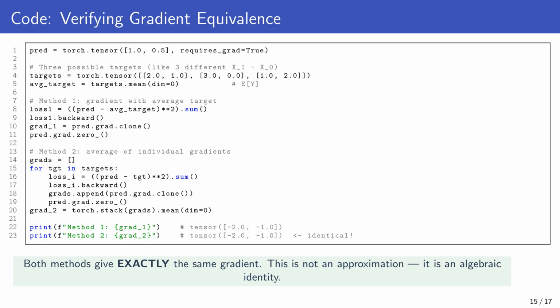They are identical. Not close, not approximately equal. Exactly the same, to machine precision. This is not a coincidence. It is a direct consequence of the gradient 2 times pred minus target being linear in the target. When you replace the target with an average, the gradient automatically becomes the average of the individual gradients. In flow matching, this means you never need to compute the intractable average velocity. Just sample one data point, compute the easy conditional velocity, and take a gradient step. Over many steps, the gradient averages converge to what you would have gotten with the intractable marginal.